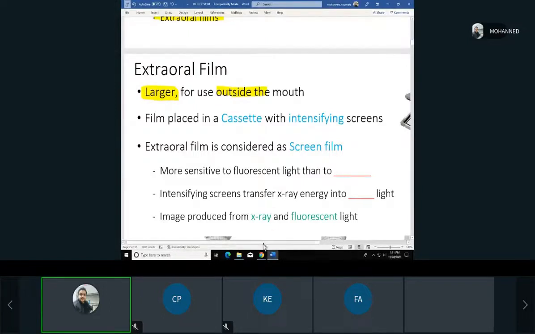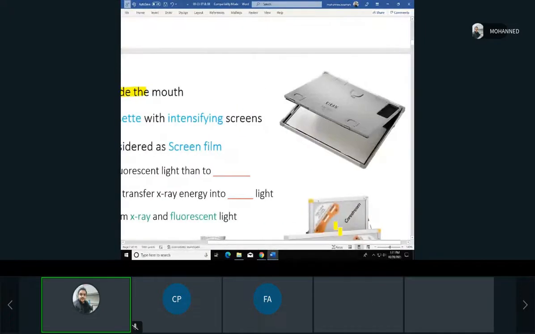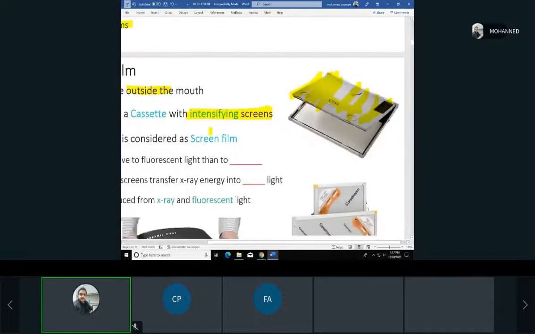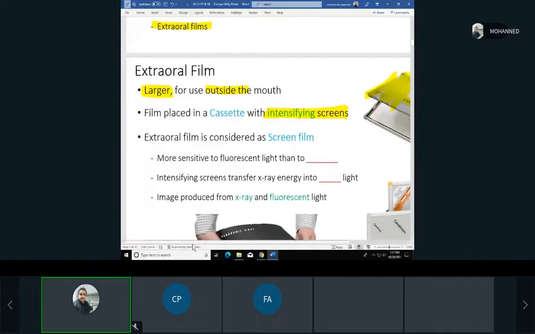The main thing about it, again, you might have seen or not, the extraoral film actually needs to be placed in a cassette, something similar to that, and that cassette needs to have these types of what we call intensifying screens. So these are layers that would help to produce the actual image inside of the film. So technically, the extraoral film does not work similar to the regular intraoral film.